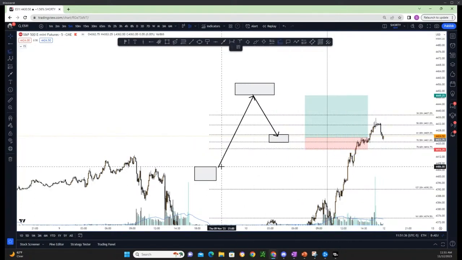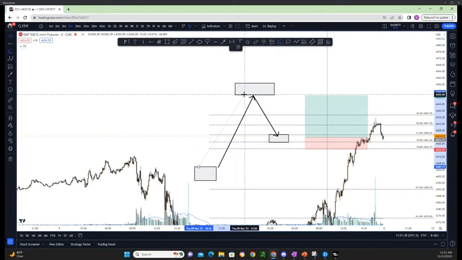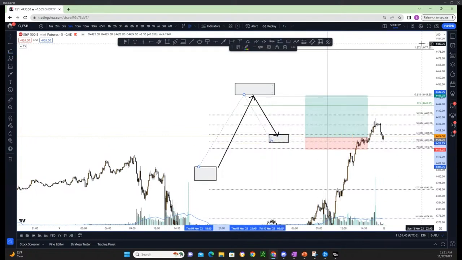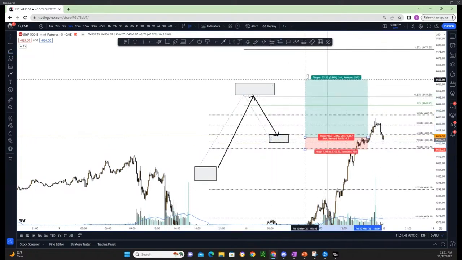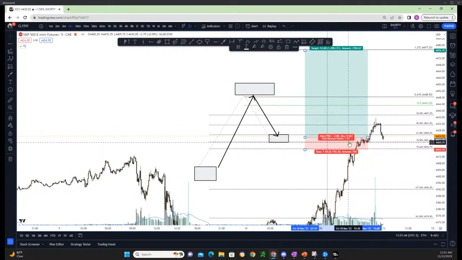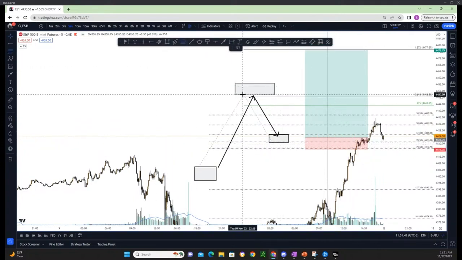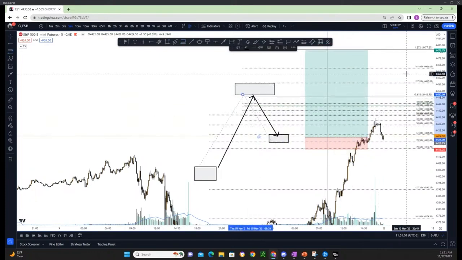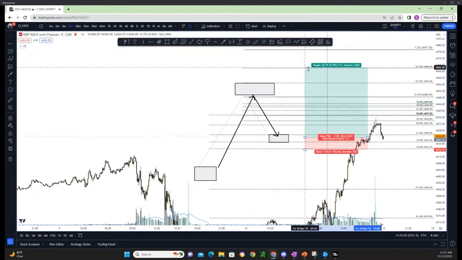If you use the fib based, I'm trying to do the same thing. Let's say something like this. Then you could target 127, right? And maybe that's too optimistic here because it's 7 to 1, right? Or you could just simply take the fibs from here to here and find 1272.